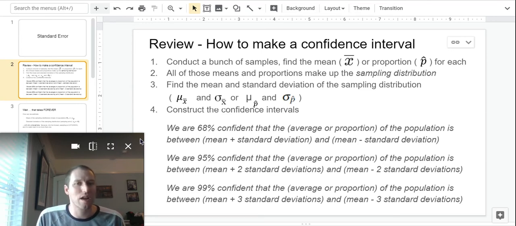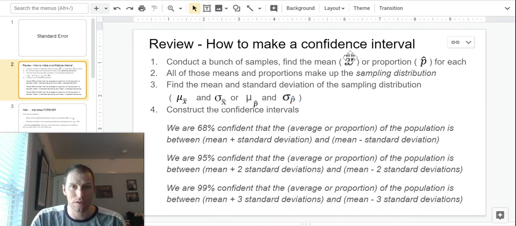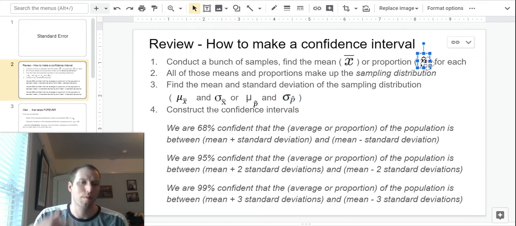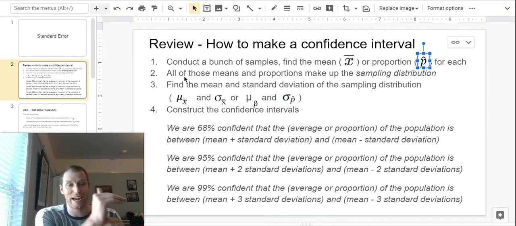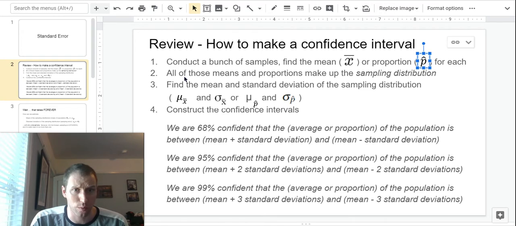So our steps last time is you do all those samples, you find the mean, if it's numerical data, or the proportion, if it's categorical data, what proportion are pennies, of each one of the samples. We treat that big list of means or that big list of proportions as if they are the data. Those are now the numbers we're concerned with.